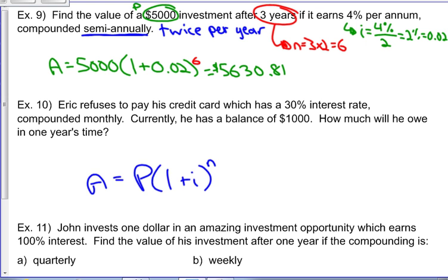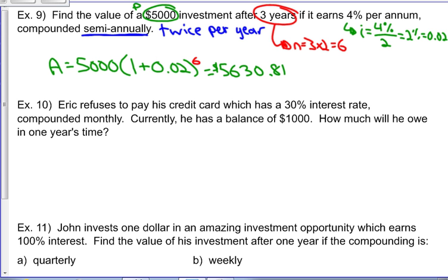Let's look at stubborn Eric here. Refuses to pay his credit card, which has a 30% interest rate compounded monthly. Now, if you refuse to pay your credit card for a full year, chances are they will jack up your interest rate, and you won't be able to get away with just ignoring it for a full year. Currently, he has a balance of $1,000. How much will he owe in 1 year's time?